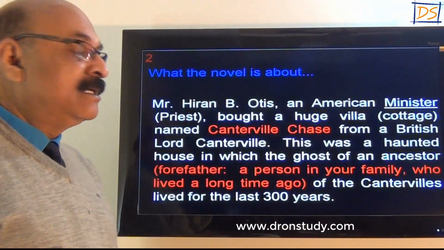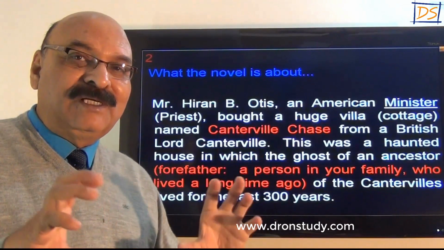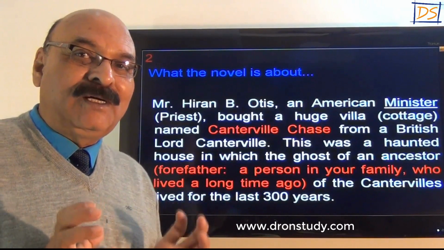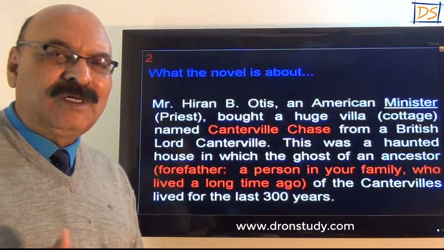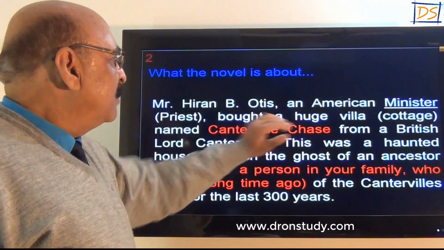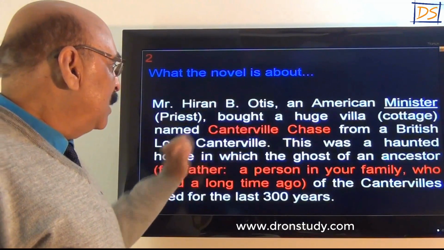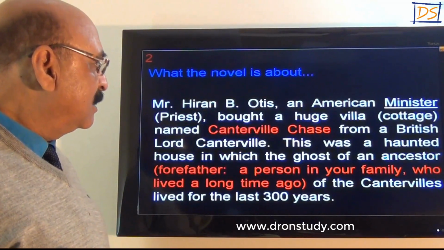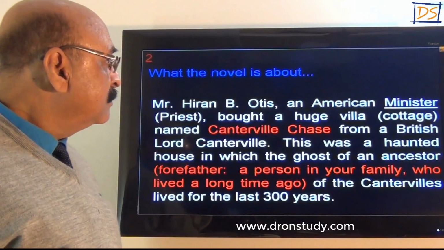Let me give you a glimpse of the novel, what is there in the novel, in a nutshell, some impression about the novel. Mr. Hiram B. Otis is an American minister who bought a huge villa. Huge means very big in size.